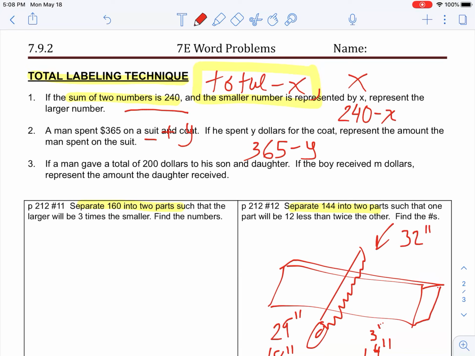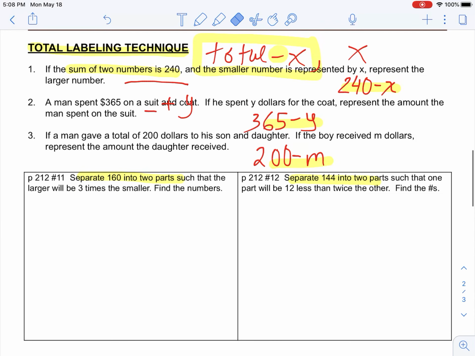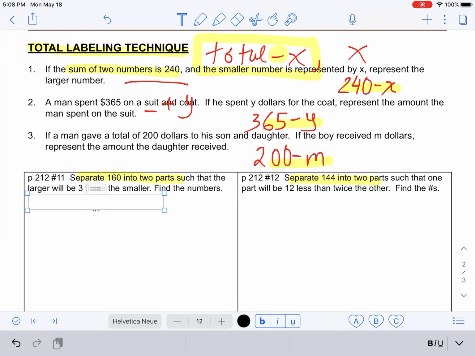All right, a man gave a total of $200 to his son and daughter. If the boy received M, represent the amount the daughter received. So that would be the total minus M. Notice all of these are subtraction, so the order matters. It's got to be total coming first. All right, so let's try some problems. My recommendation to you is use your total labeling technique for your label box and use the other more complicated information to create your equation.